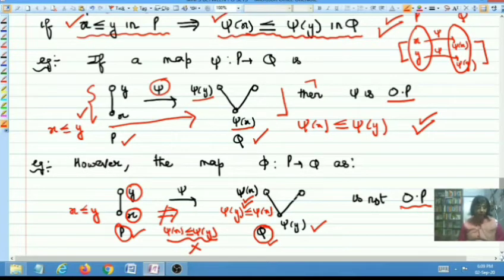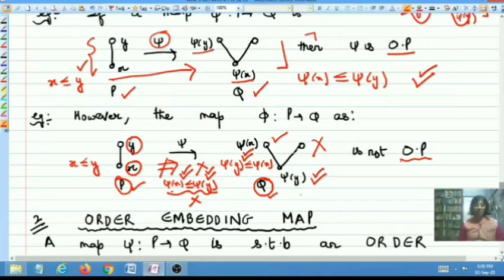But what should have happened for this map to be order preserving? For this map to be order preserving, psi X should have been down and psi Y should have been up. But this is not happening. Instead, psi Y is down and psi X is up. This is something we don't expect for an order preserving map. So this map is not an order preserving map, because it does not satisfy the condition that X related to Y in P implies psi X is related to psi Y in Q.